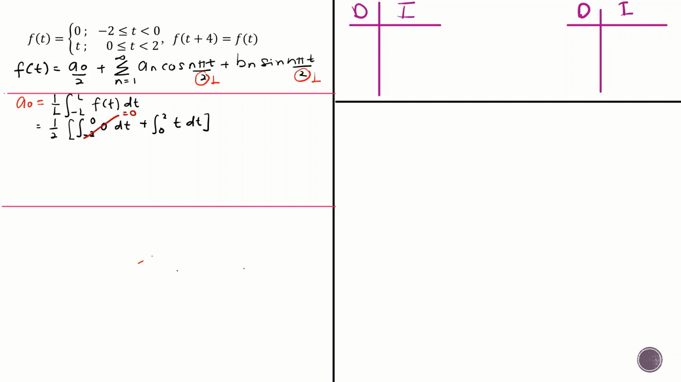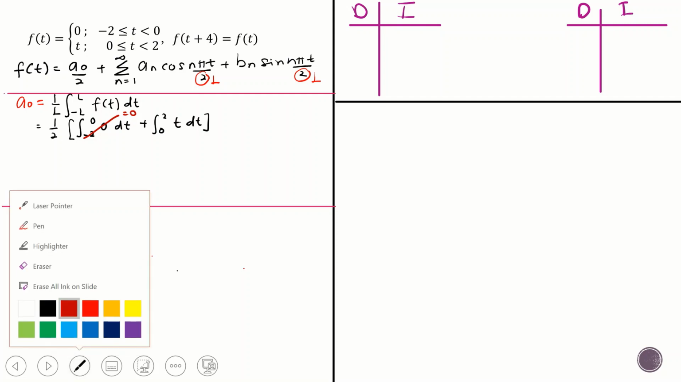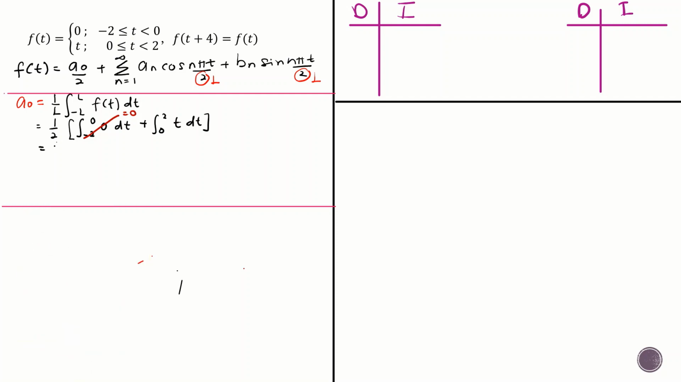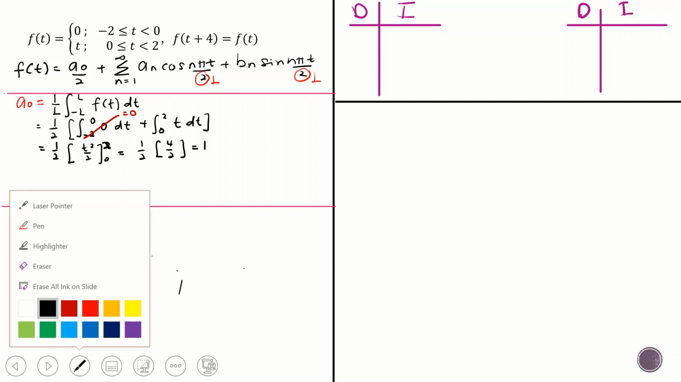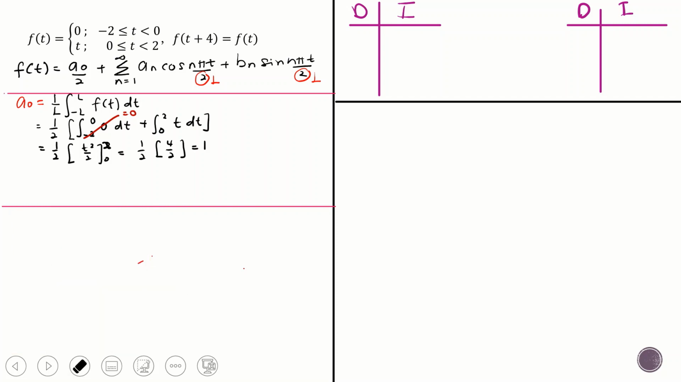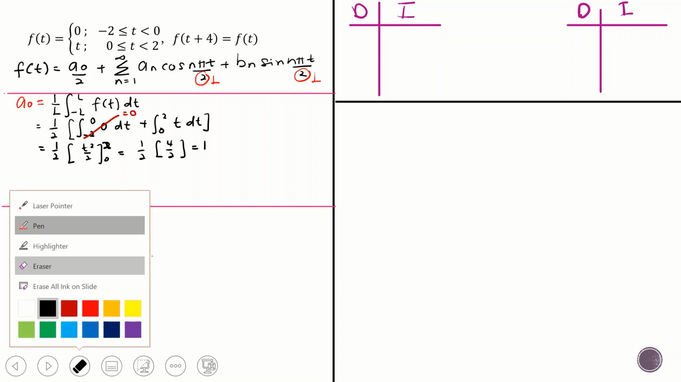So we just need to solve the second integration. So 1 over 2, you integrate t to get t squared over 2, limits from 0 to 2. So this equals 1 over 2 times 4 over 2, which equals 1. Alright, so we know that a0 equals 1. Okay, so let's move to an.